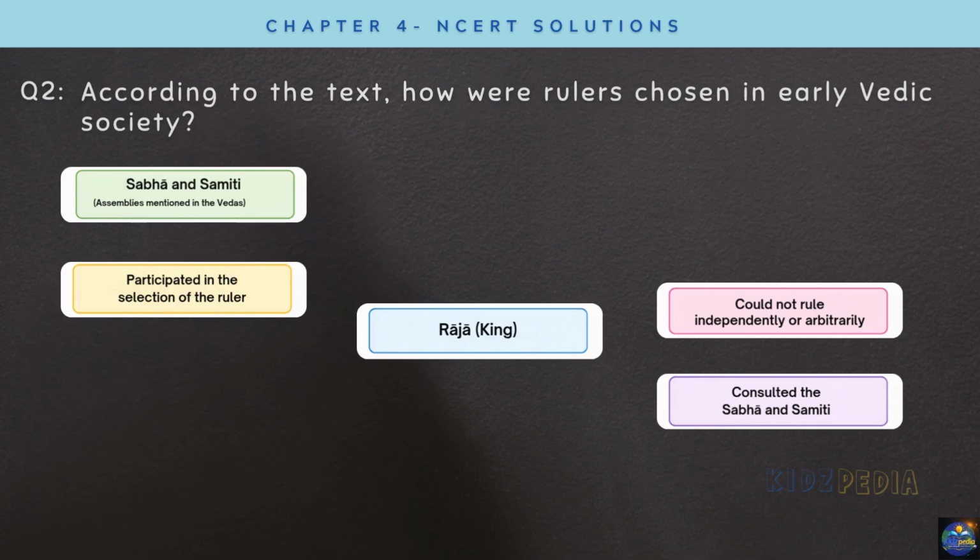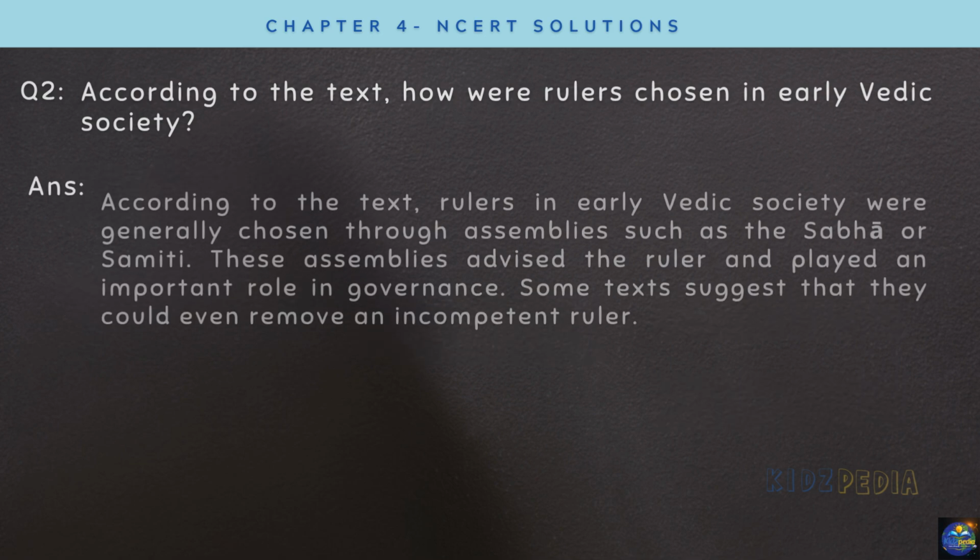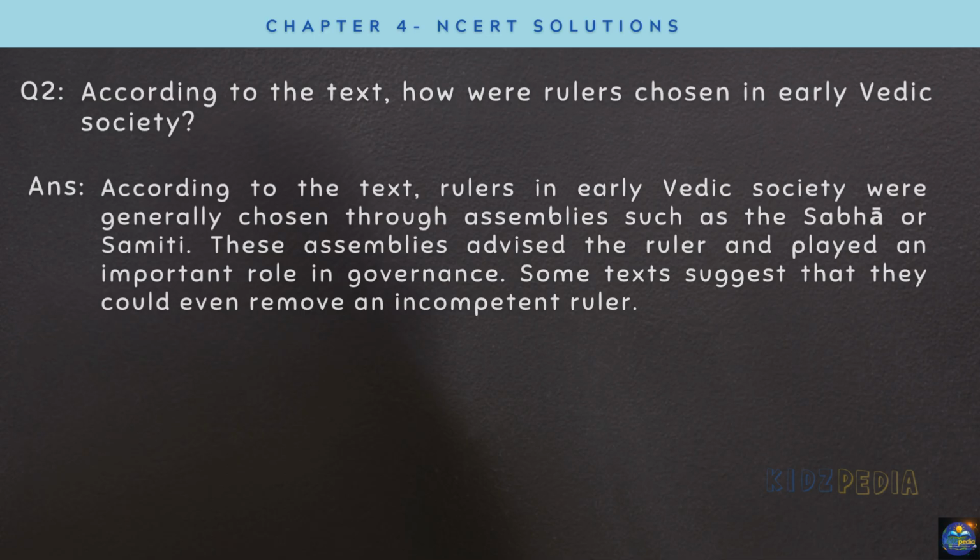Remember, the members of these assemblies were mostly elders of the clan who were respected for their experience and wisdom. And some ancient texts even suggest that if a ruler was incompetent, that is unable to govern properly, the assembly could remove him from power. Later, the system changed. The position of the king gradually became hereditary, meaning that the son of the king would usually succeed him.